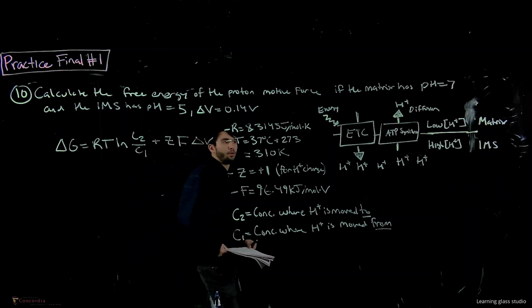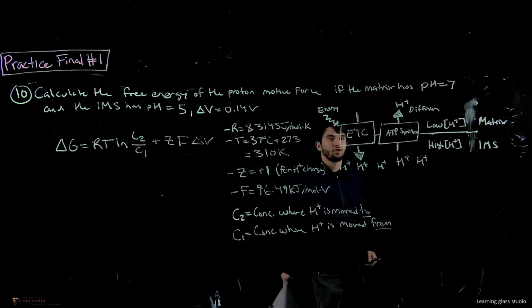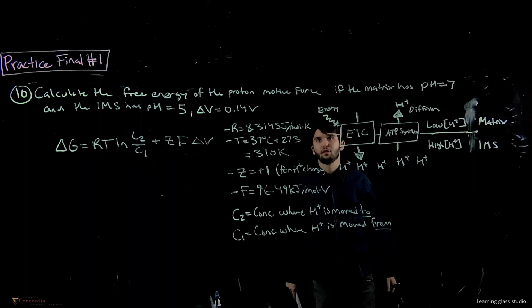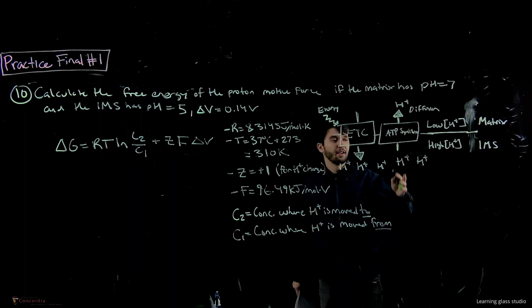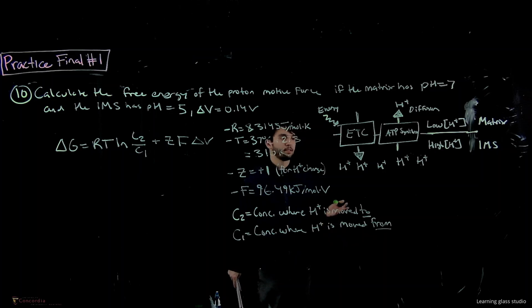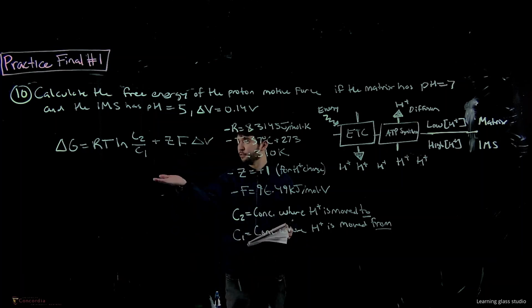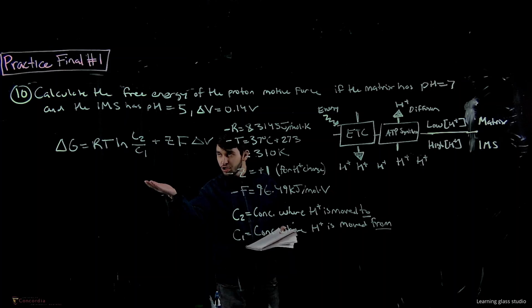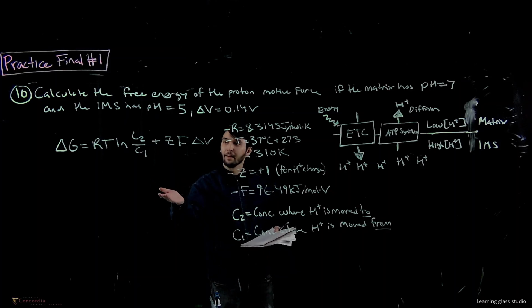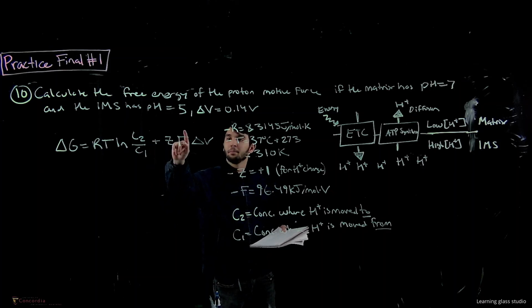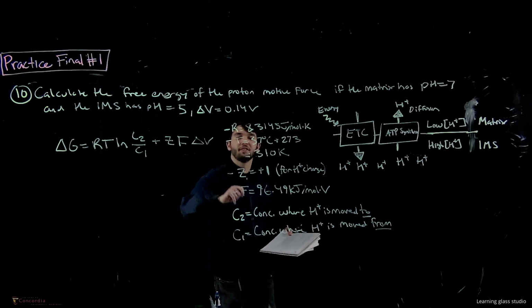Okay, so essentially we know that the matrix has a low H+ concentration, so it'll have a higher pH. The IMS, or intermembrane space, has a higher H+ concentration, so that will have a lower pH. To solve this, we use this equation: delta G equals RT ln C2 divided by C1 plus Z times F times delta V.